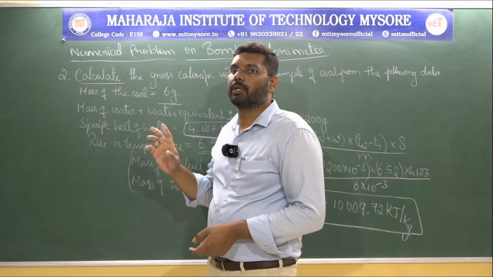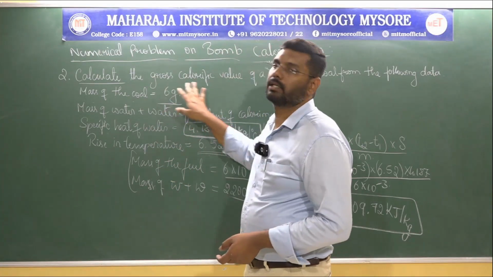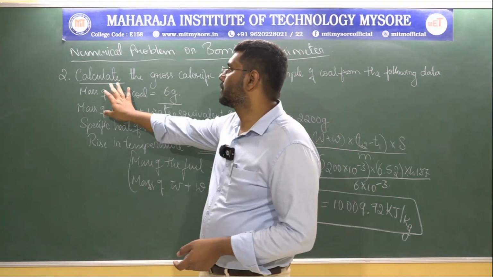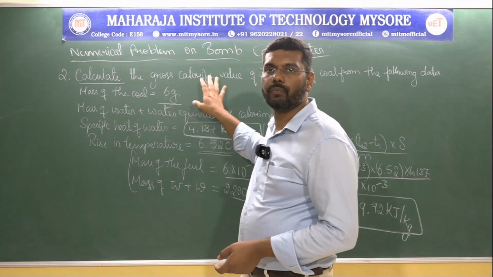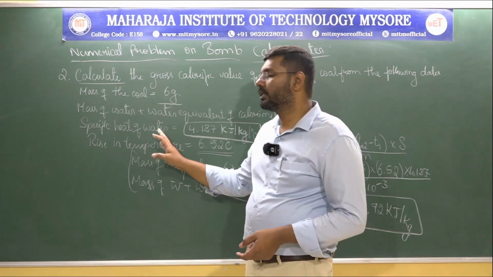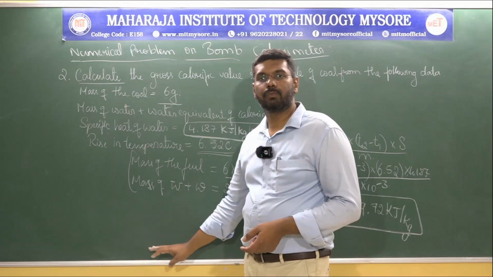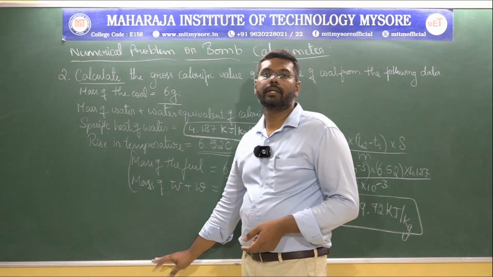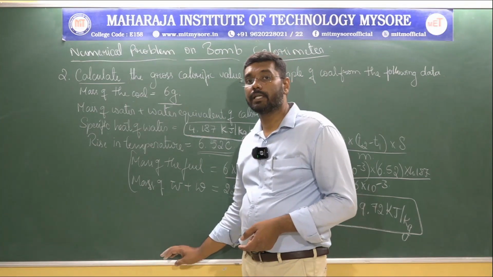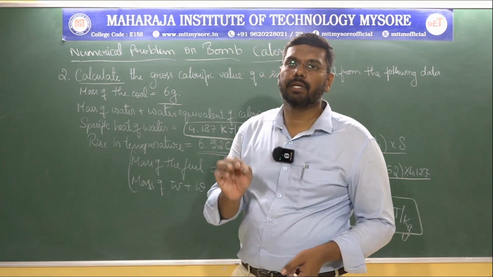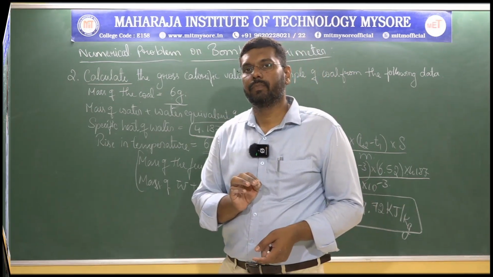In case in the numerical problem he stresses only to calculate GCV, then no need to calculate NCV. In case he just tells you to calculate the calorific value from the given data, and in the given data he has provided everything, W plus small w, mass of the fuel and specific heat, latent heat along with the percentage of hydrogen and rise in the temperature, then it's very clear that you need to calculate GCV as well as NCV. Is it clear?